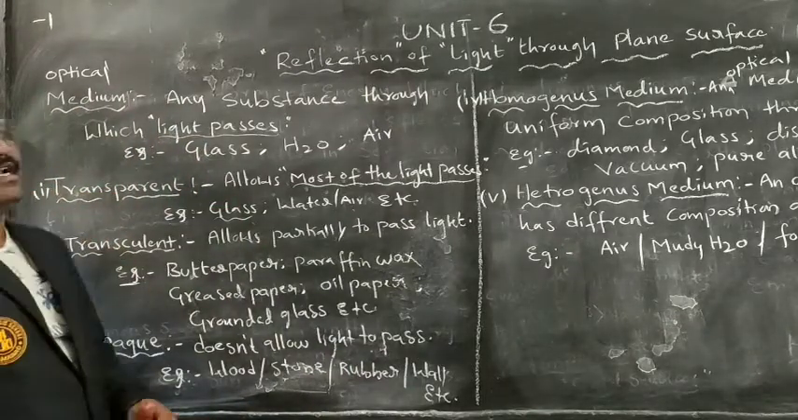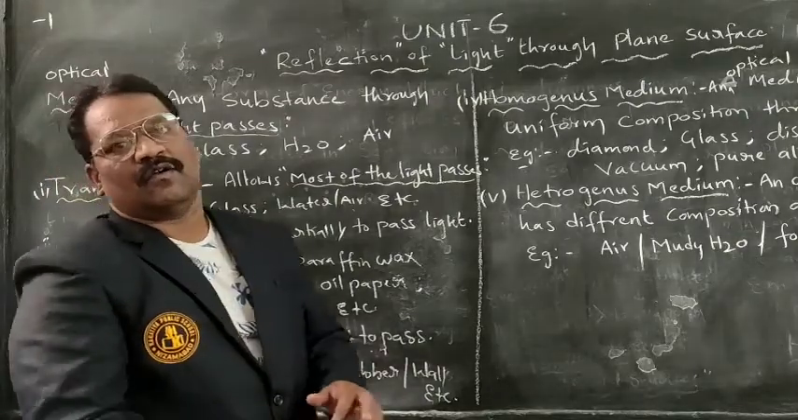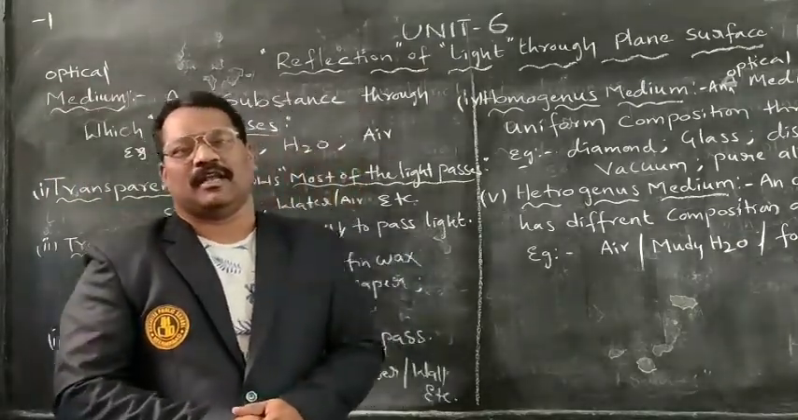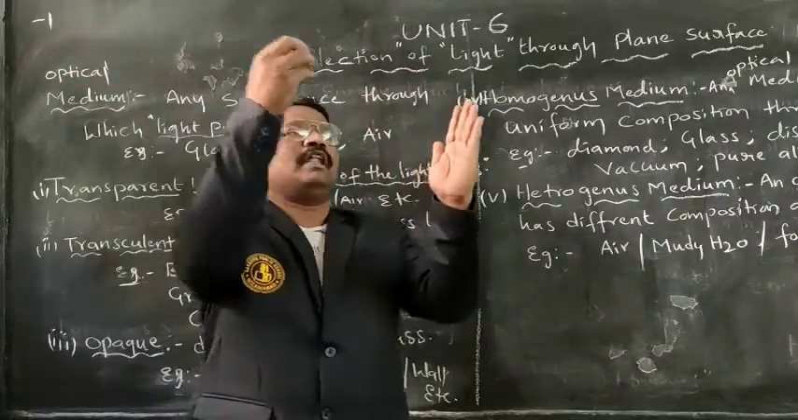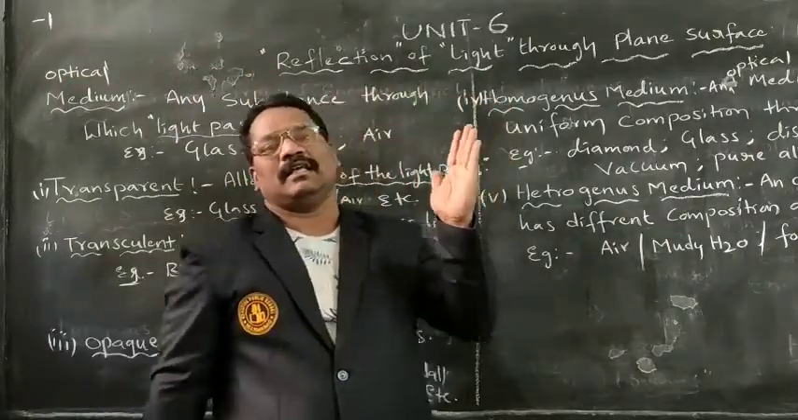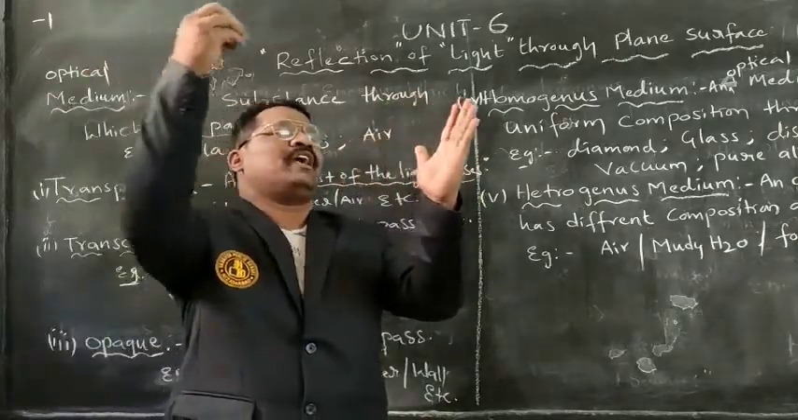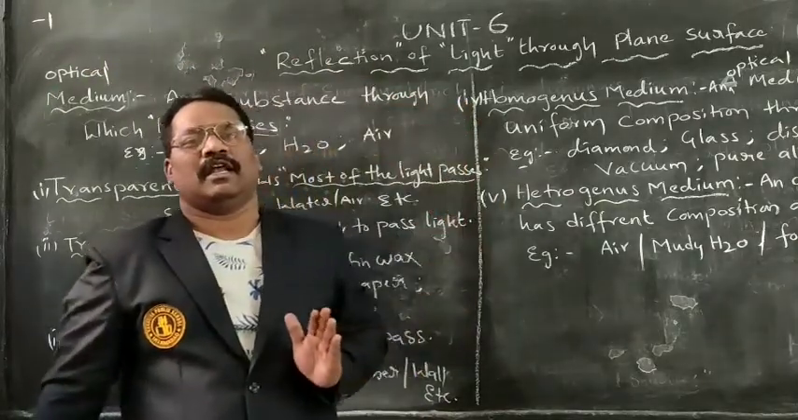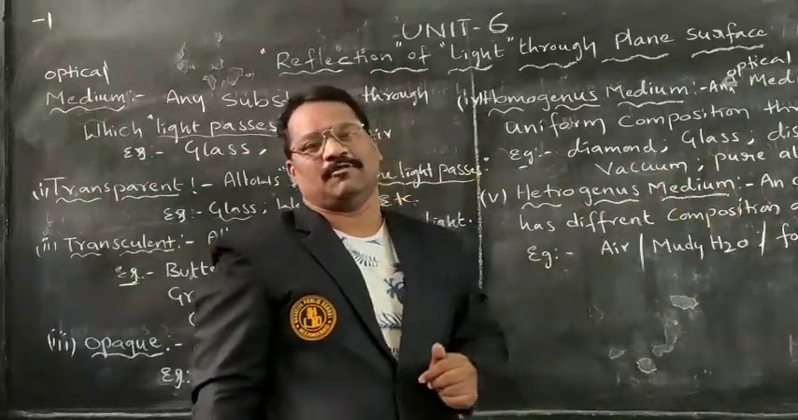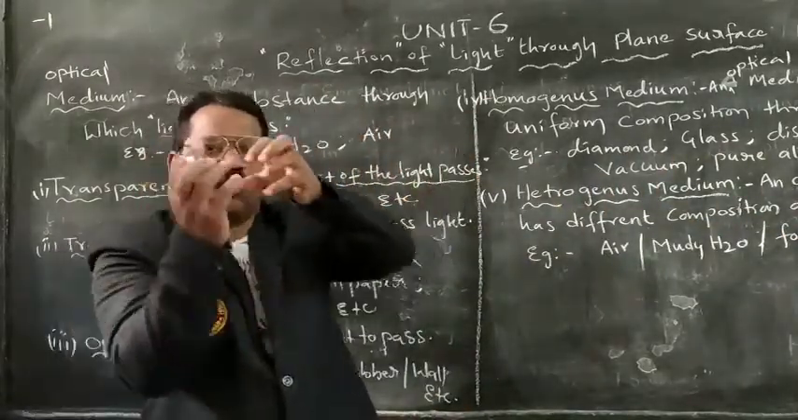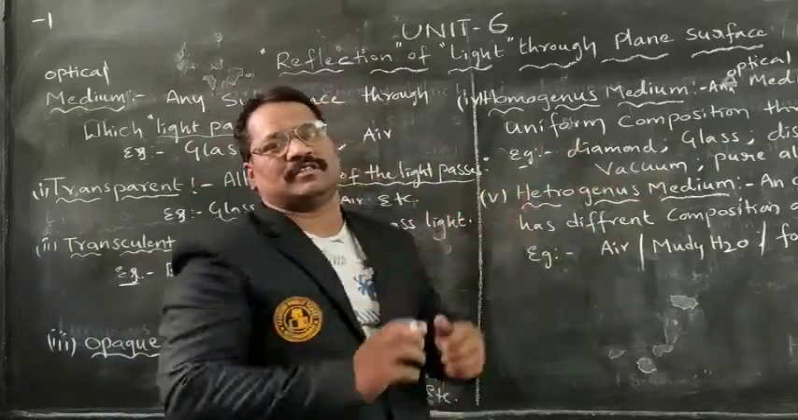Next one is what? Translucent material. What is called a translucent material? It is a type of material on which, when the light ray is allowed to become incident, what happens there? Partially it allows the light. It does not allow the whole light to pass through that particular substance.